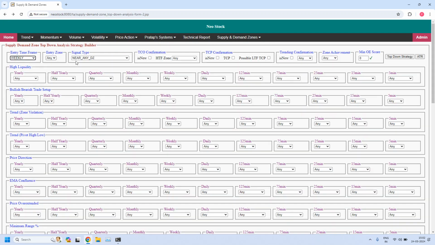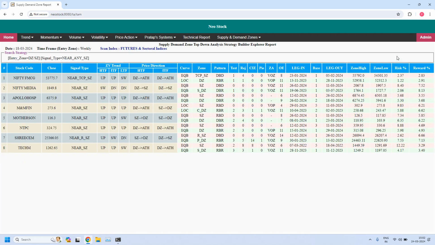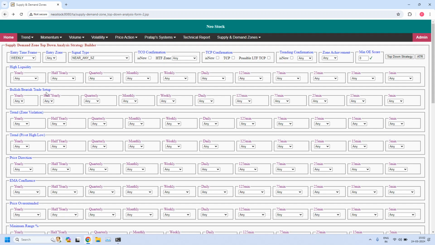For the weekly time frame, let us find the stocks near the weekly supply zone. These 8 stocks are filtered, which are near to the weekly supply zone. Now I am going back.